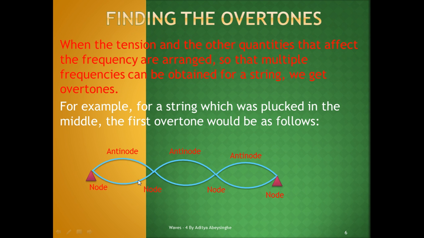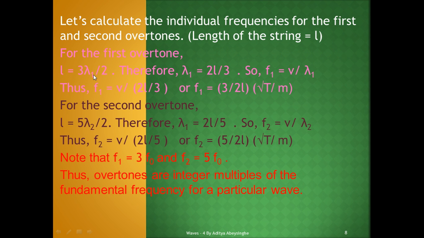For the first overtone, if the length of this string is L, since 3 loops are formed, now this is a loop, so 3 loops are formed. You know that the distance between two successive nodes is lambda by 2, so this distance is lambda by 2, this distance is also lambda by 2, and this distance is also lambda by 2. So the total distance is lambda by 2 times 3, or 3 lambda by 2. Let's take that wavelength to be lambda 1 for the first overtone, because I need to calculate the second overtone as well, which I will take as lambda 2.